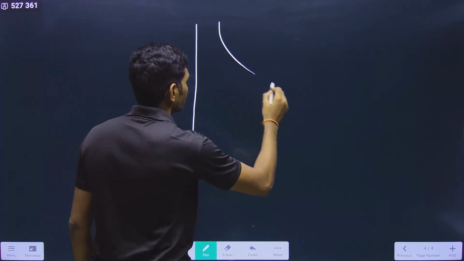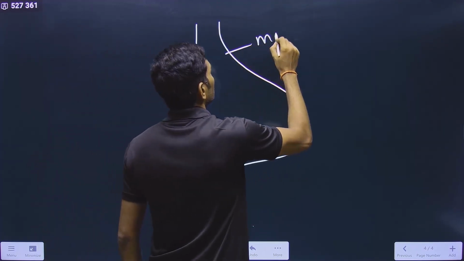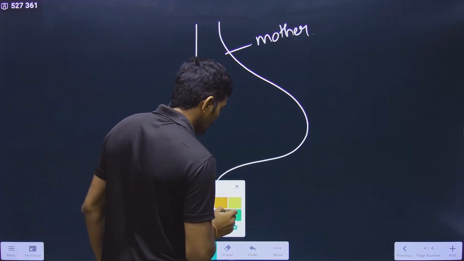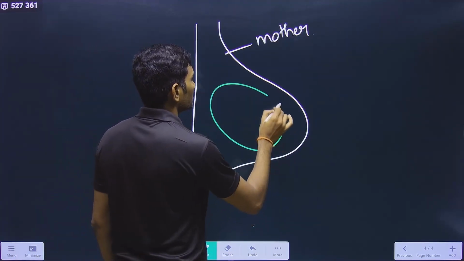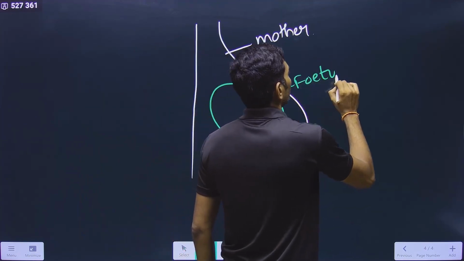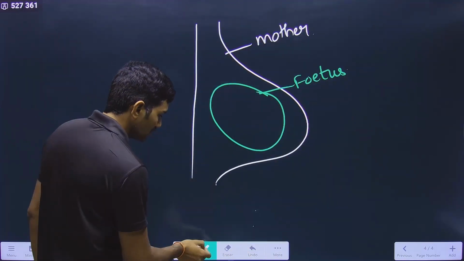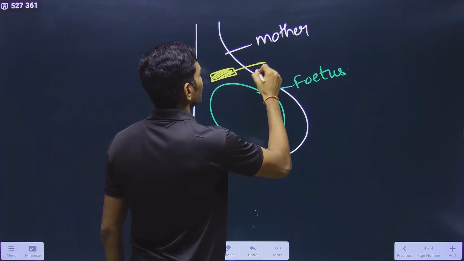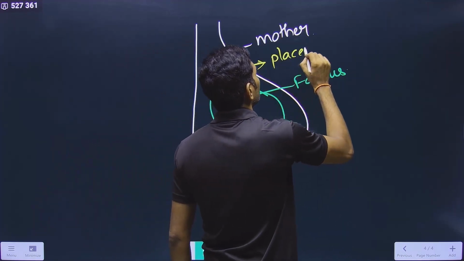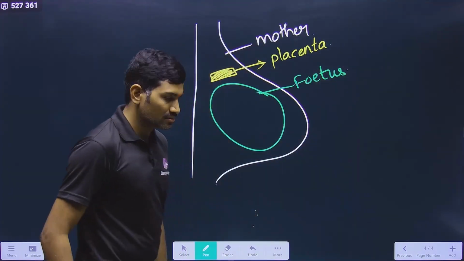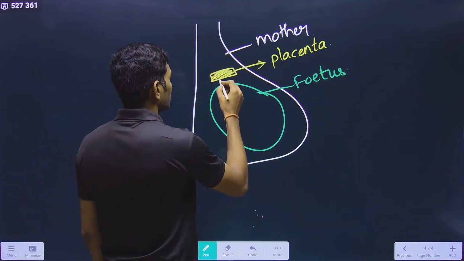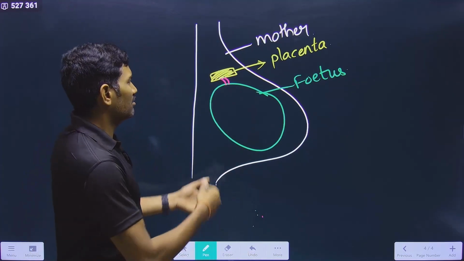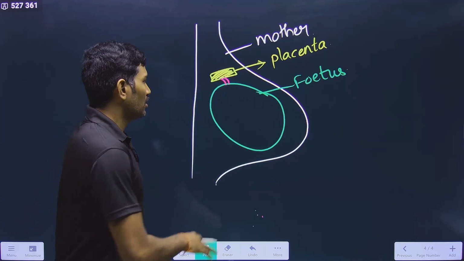Suppose a mother, a pregnant mother. Inside this pregnant mother, we are talking about the development of a fetus. This is the fetus. The fetus is growing here. Understood or not? Now here, between the mother and the fetus, there is a connection, and this connection is called the placenta. Placenta, yes or no? And this placenta and this fetus are connected by a long tube-like structure called the umbilical cord. But anyhow, I am not writing. So this is the point. Now this is the fetus.